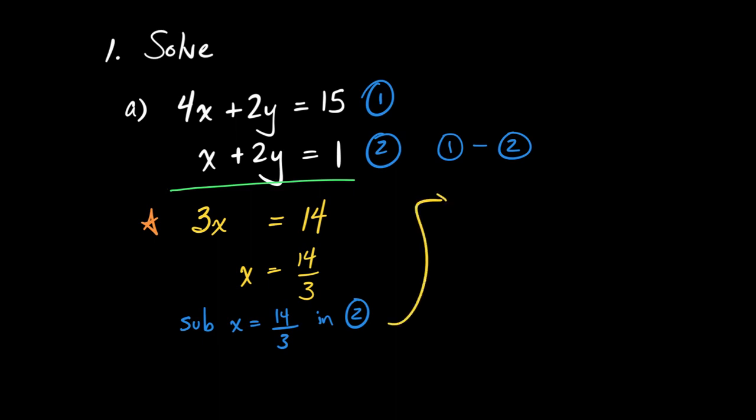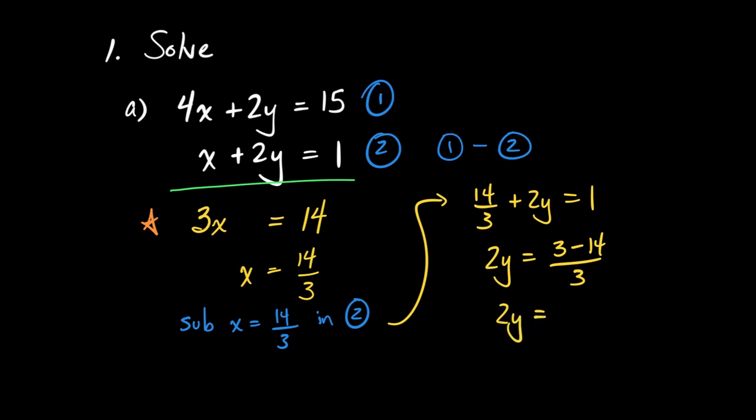So I'm just going to wrap around up here. In equation 2 now, my x is 14 thirds. And I can now go through and solve. I can get rid of my 14 thirds, which means I need to subtract 14 thirds. That means I need a common denominator. So 1 is going to be 3 thirds, subtract 14 thirds. That is going to give me a negative 11 thirds.